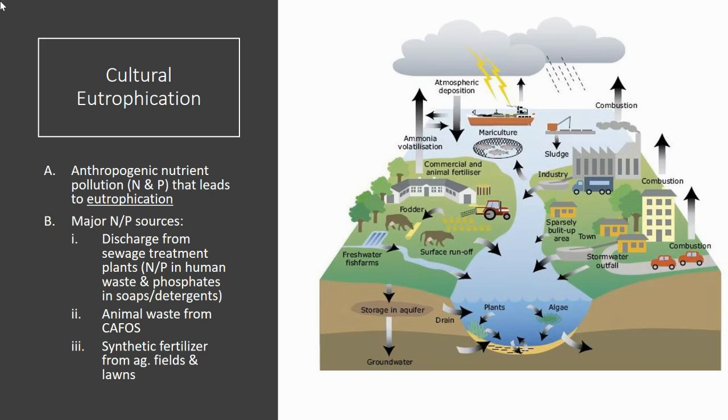Now, we can see different types of eutrophication, and typically eutrophication driven by human influence is known as cultural eutrophication. This is where we can see anthropogenic nutrients, typically coming from either sewage treatment plants due to human waste, soaps, or detergents that have phosphates found in them. We can see animal waste from CAFOs, or even synthetic fertilizers being used on agricultural fields nearby. That would be known as cultural eutrophication in this case.